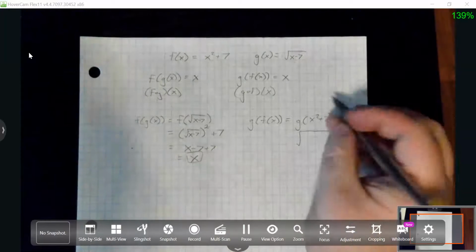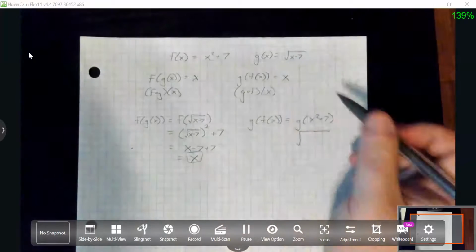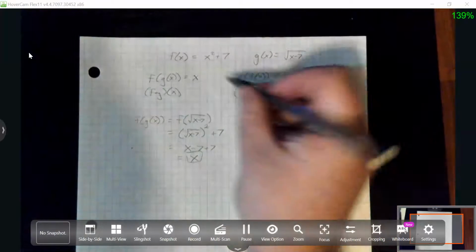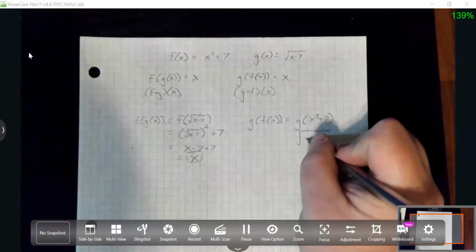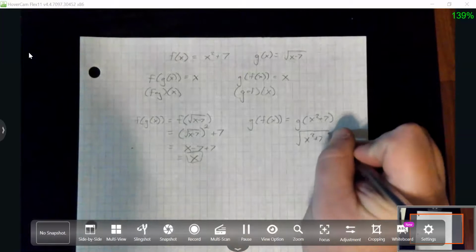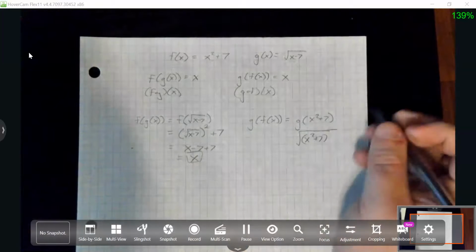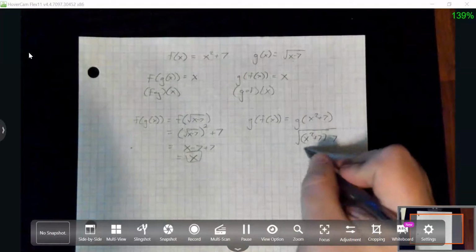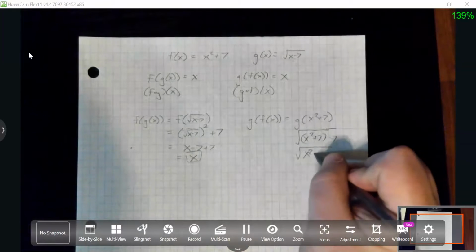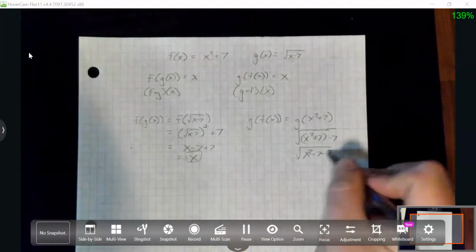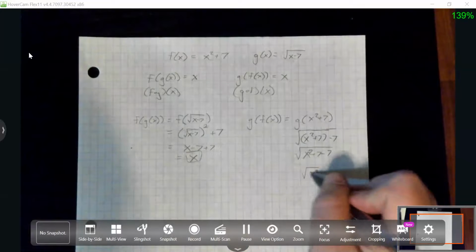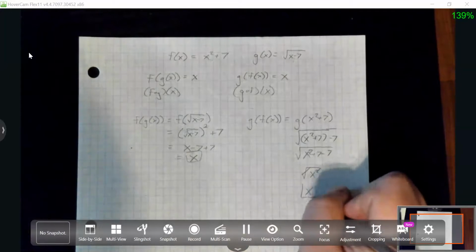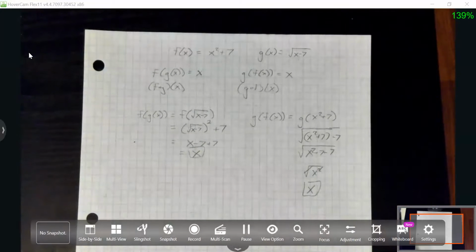The square root of, I put in my f in terms of x, that's just x squared plus 7, and then minus 7. So that's the square root of x squared plus 7 minus 7. The 7's cancel, I have square root of x squared, and it again cancels right down onto x.